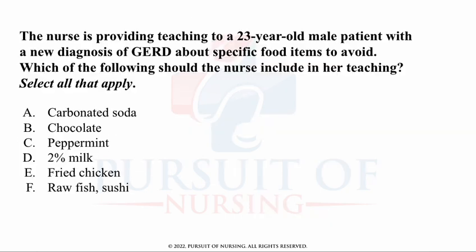All right, so this is a multiple response style question, a select all that apply, and will test your knowledge of physiological integrity. The nurse is providing teaching to a 23-year-old male patient with a new diagnosis of GERD about specific food items to avoid. Which of the following should the nurse include in her teaching? Select all that apply. So which of the following should a patient diagnosed with GERD avoid in their diet? Carbonated soda, chocolate, peppermint, 2% milk, fried chicken, raw fish, or sushi.